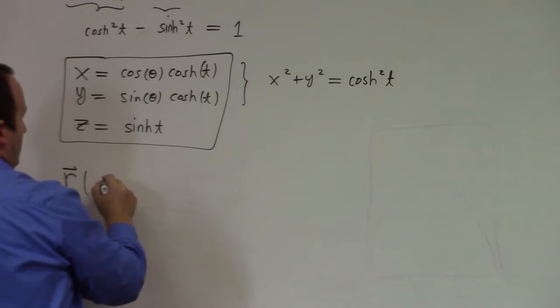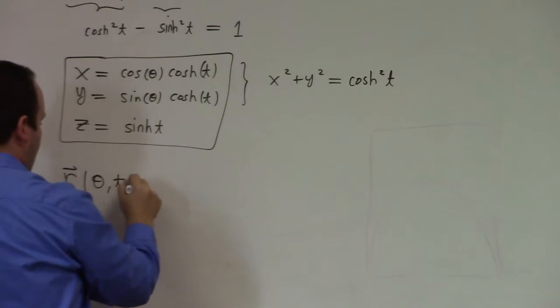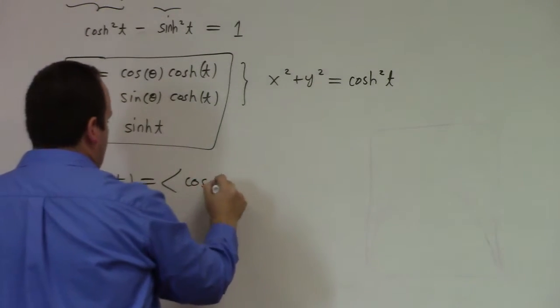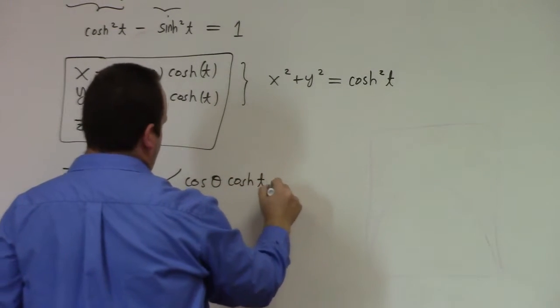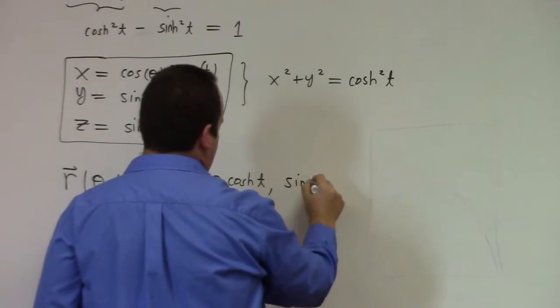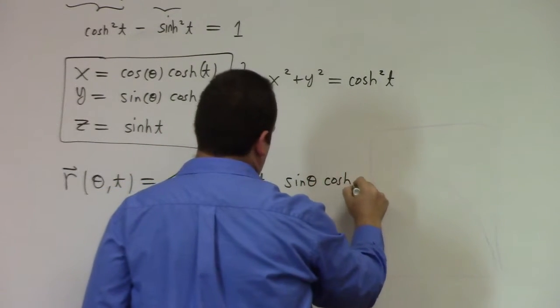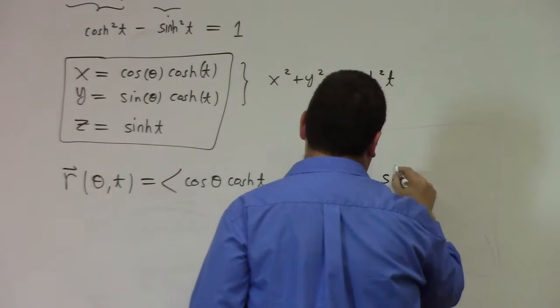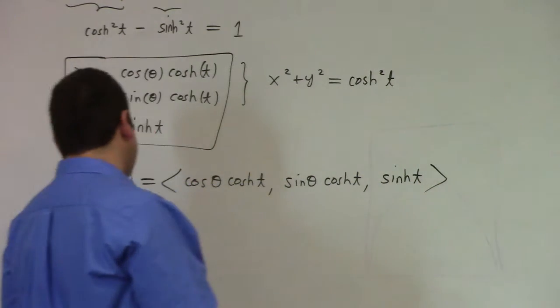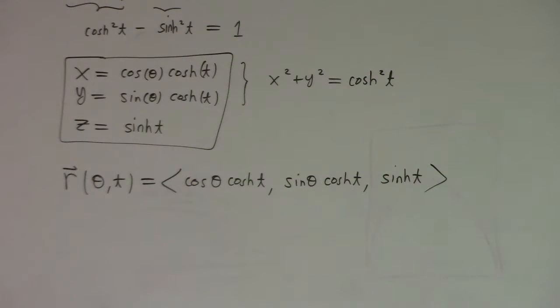So r of theta, t is cosine theta cosh t, sine theta cosh t, and sinh t. If you go back and plug these parametric equations for x, y, and z into the level surface, you'll find that it works. In fact, yes, x squared plus y squared minus z squared works back out to 1 because it works back to cosh squared minus sinh squared, which is 1.